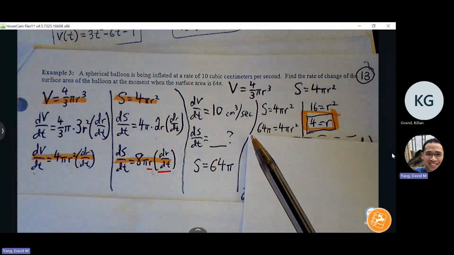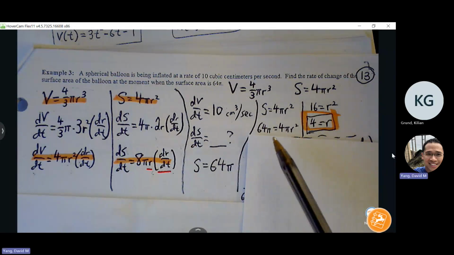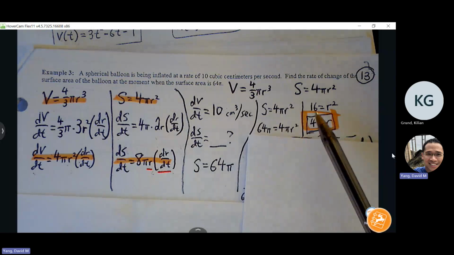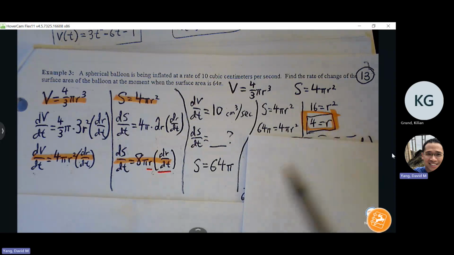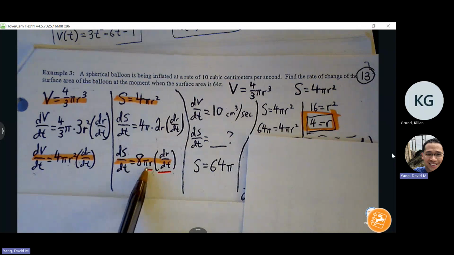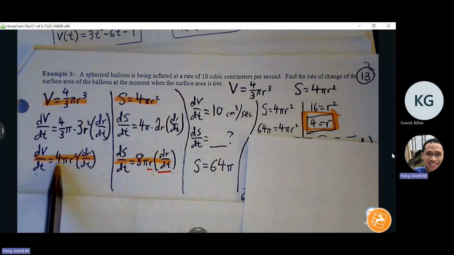So replace S with 64 pi. I can divide the 4 pi over. Pi cancels out. 64 divided by 4 is 16. 16 equals R squared. Take the square root. R equals 4. So that's the first piece that I need, right? And that will help me here. And it'll also help me make some progress on this end.